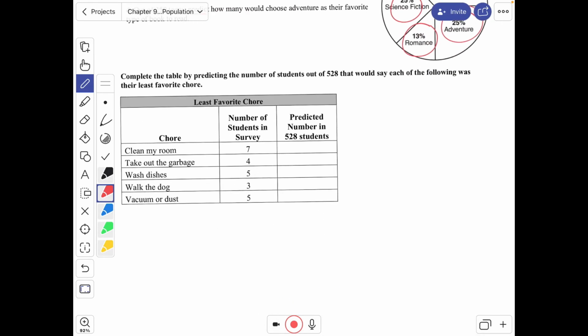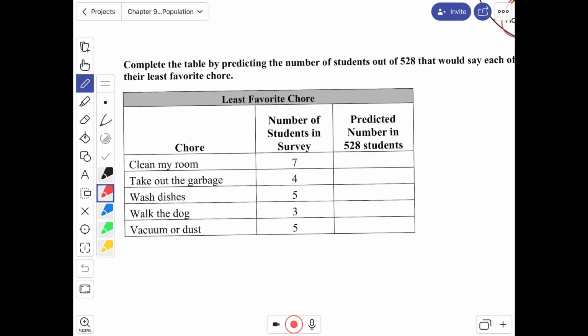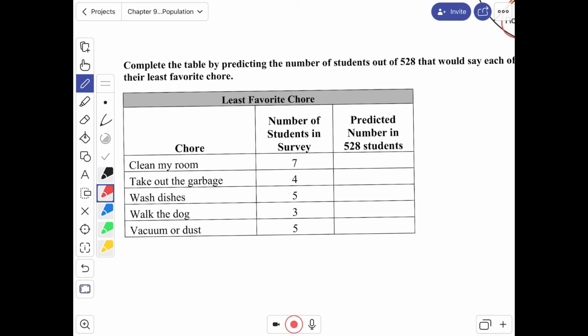Okay, down here on the bottom, you're completing the chart. So you're going to need a total so you can make some predictions. And if we add all of these up, we get 24. And we are predicting for 528. So we need to figure out what we would do to 24 to get 528.